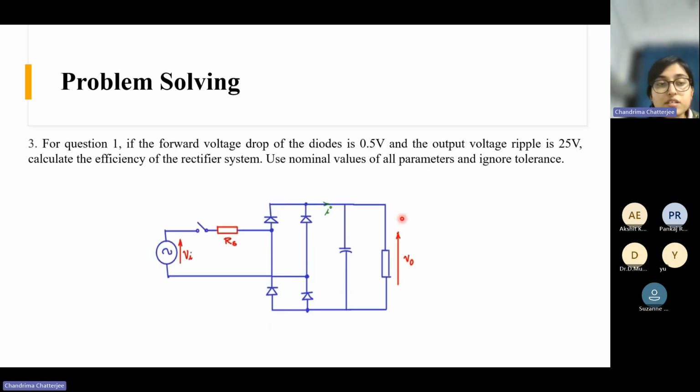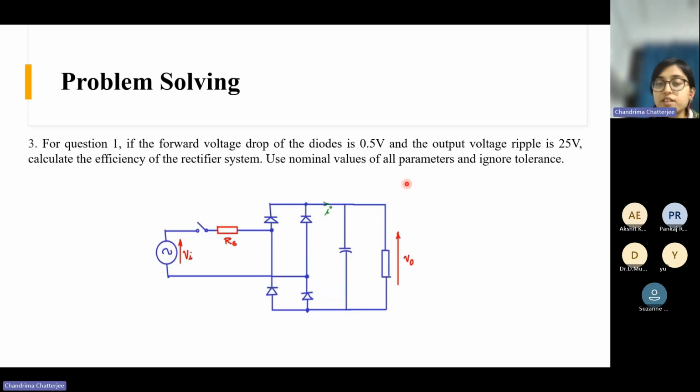Next problem. What is the next problem? For question 1, if the forward voltage drop of the diodes is 0.5 volt and the output voltage ripple is 25 volt, calculate the efficiency of the rectifier system. Use nominal values of all parameters and ignore tolerance. Earlier they didn't mention it, but now they are mentioning that there is a forward voltage drop of 0.5 volt in all four diodes, and they have also mentioned a ripple voltage of 25 volt. So what will be the efficiency of the rectifier system?